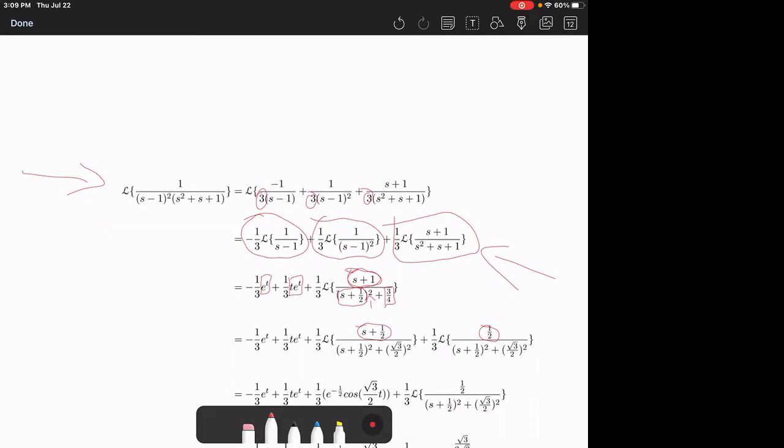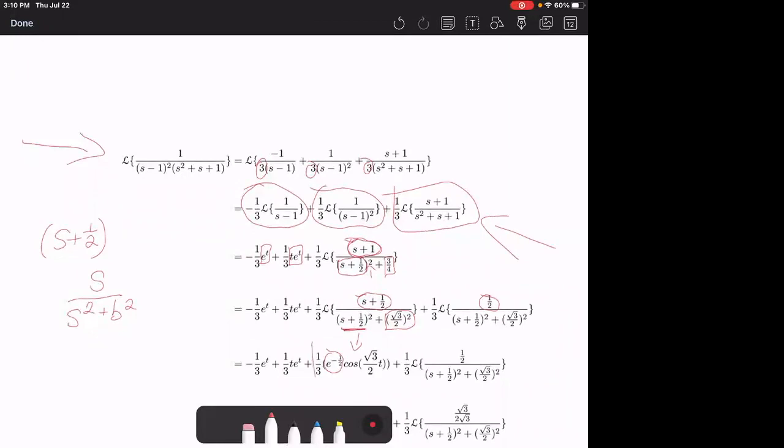So now 3/4 is the square root of 3/2 all squared. And now this was quite a bit of algebra, quite a bit of work to get this in the proper form. But remember, the form we're looking for is s over s squared plus b squared in order to get to our cos form. Now s is replaced by s plus a half. So that means we're using our translation formula to move using e to the negative 1/2. And the b value is √3/2. So that's how we show that this is our solution.